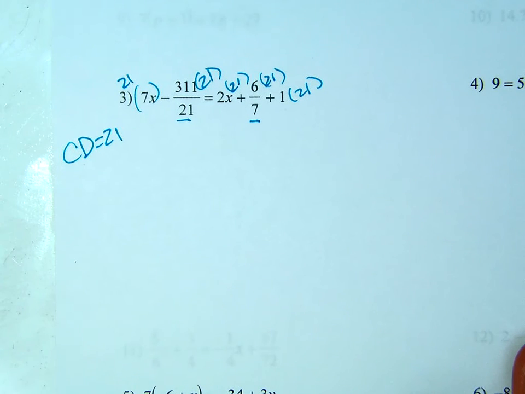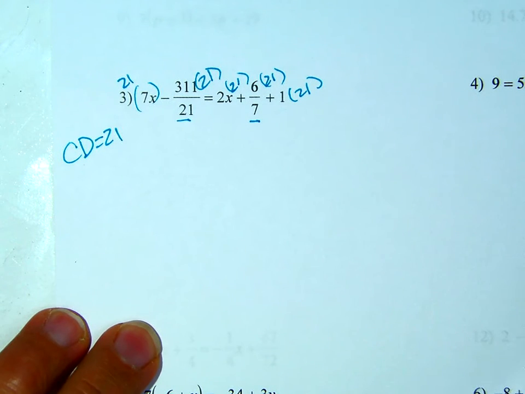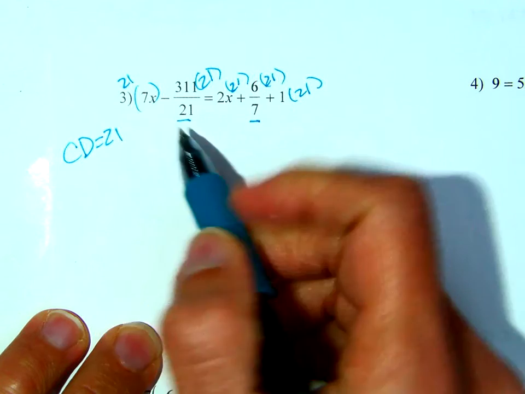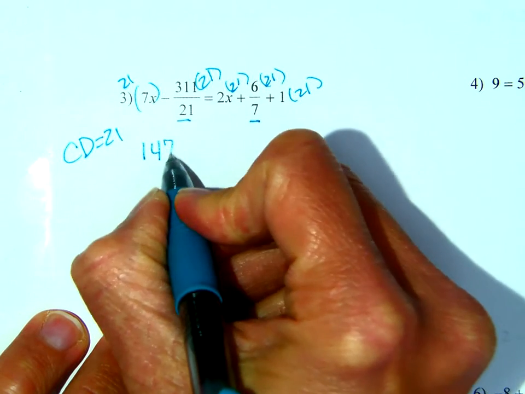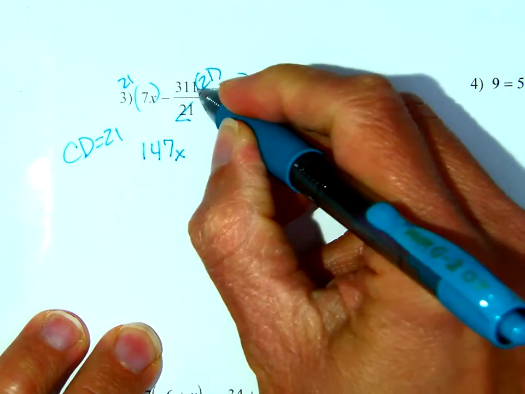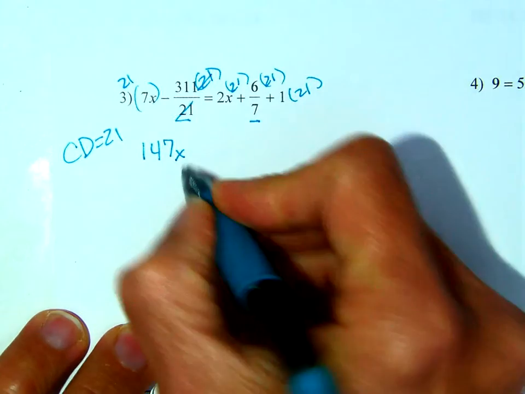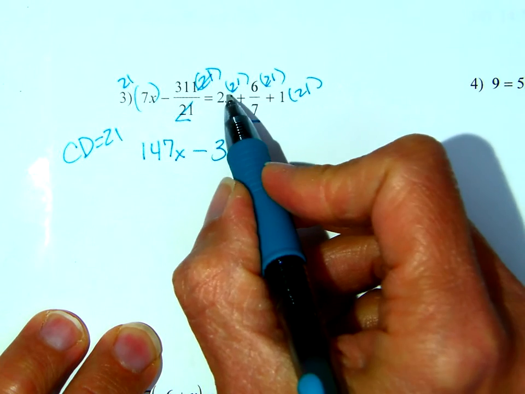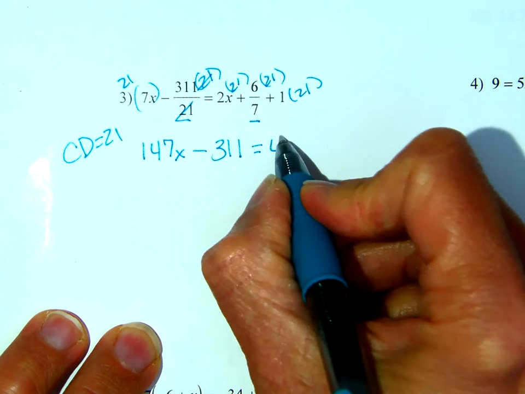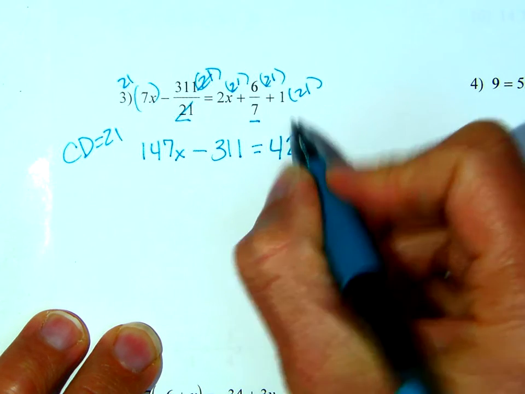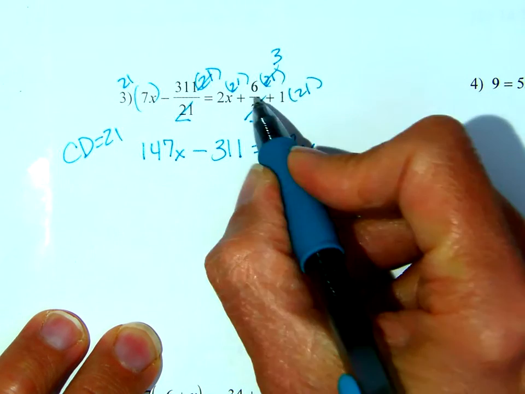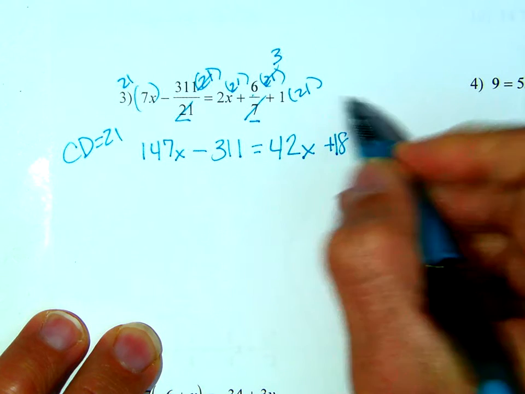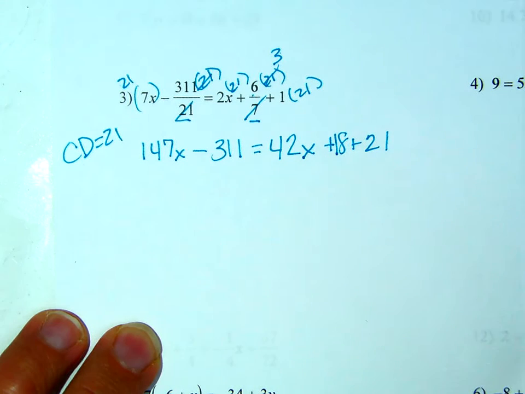I'm going to zoom in a little bit so you can see, but I'm going to choose not to. So 21 times 7, that's 147x. These cancel out. That's the whole reason I did it. So I'm going to get minus 311. And then 2 times 21 is going to be 42x. That's going to cancel and get a 3, and 6 times 3 is 18. And then 21 times 1 is 21. All right.